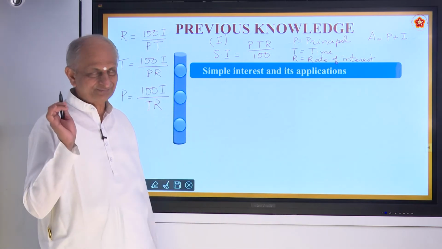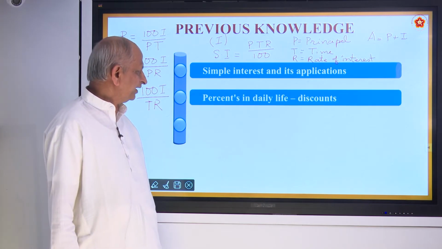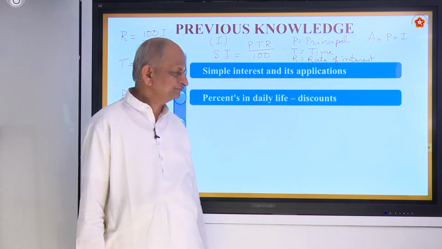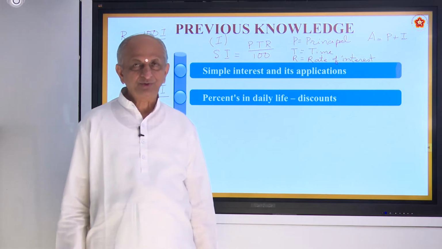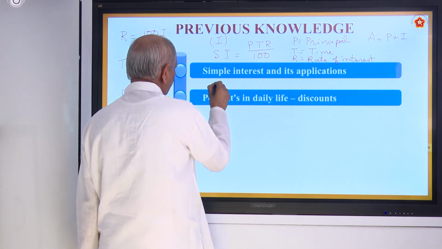So the total will be called amount A. Is it clear? Okay. Then you have studied about percents, especially about discounts. So percent means what? Cent means 100.